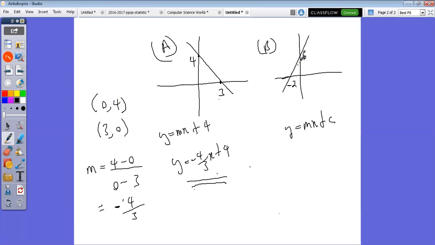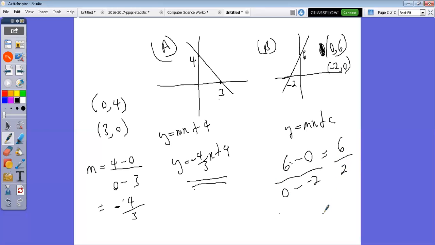Now, to do this, we are given this point, (0, 6). And what's the other point? Negative 2, 0. Clear now. So the gradient, 6 minus 0 over 0 minus minus 2, will give us 6 over 2, because negative and negative is positive. Then we get 3. Make sense? Yes. So it means y is equal to 3x plus 6. Done.